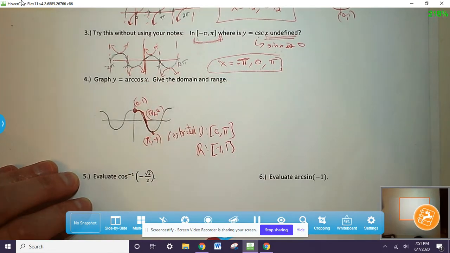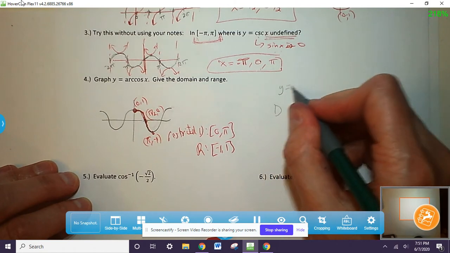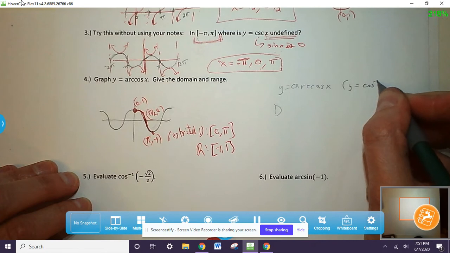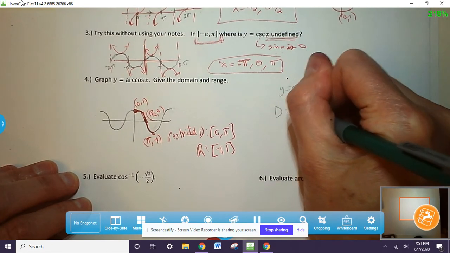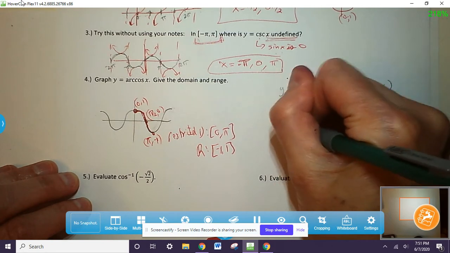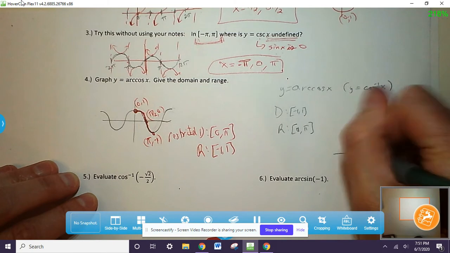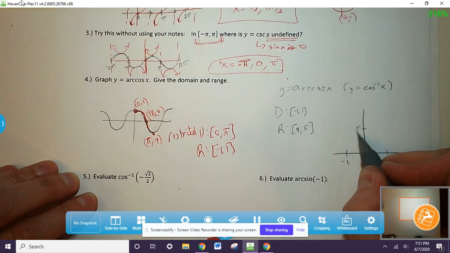So when I go to graph the inverse, I'm going to switch the domain and range. So when I go to graph arc cosine, which is also known as cosine inverse, those are interchangeable. The domain is going to go from -1 to 1, and the range is going to go from 0 to pi. So from -1 to 1 for the domain, I really don't need anything below the x-axis because my range goes from 0 to pi.